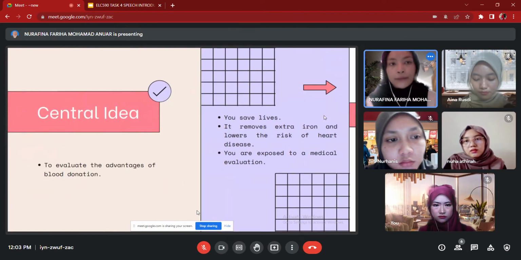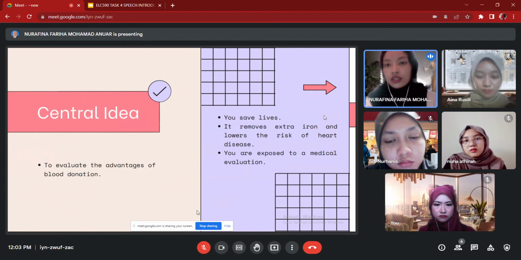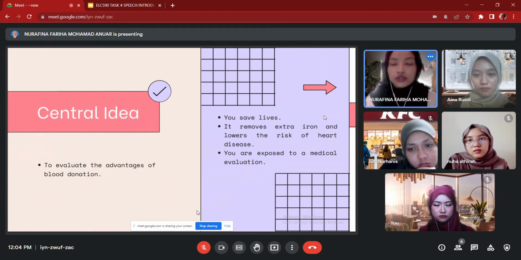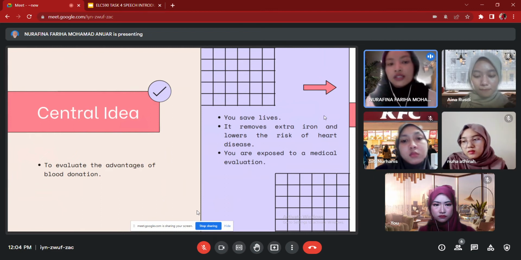Lastly, my central idea is to evaluate the advantages of blood donations, which are: you save lives, it can remove extra iron and lower the risk of heart disease, and last, you are exposed to medical evolutions. So everyone should please do blood donations since it has helped many people.